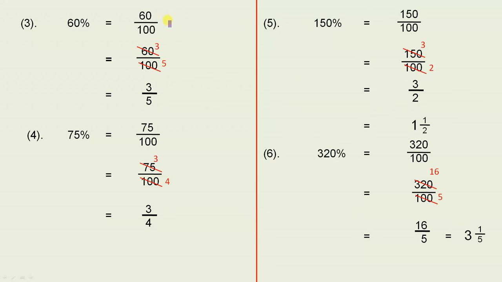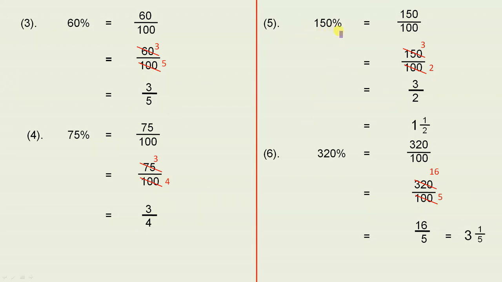60% is 60 over 100. 20 into 60 goes 3 times. 20 into 100 goes 5 times. That's 3 over 5, and that's the answer. 75%, the number that divides evenly into 75 and into 100 is 25. 25 divided into 75 goes 3 times. 25 divided into 100 goes 4 times, so the answer is 3 over 4, or 3/4.